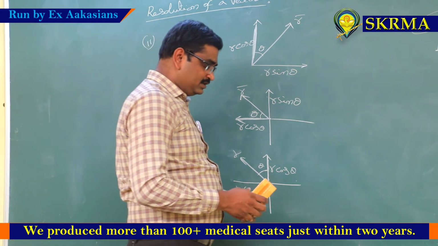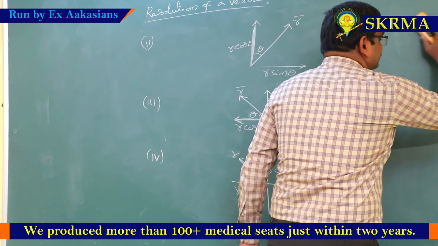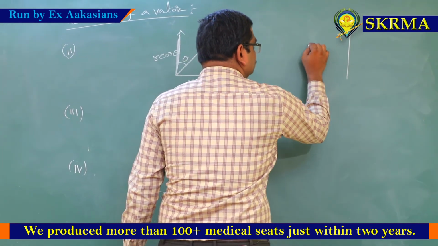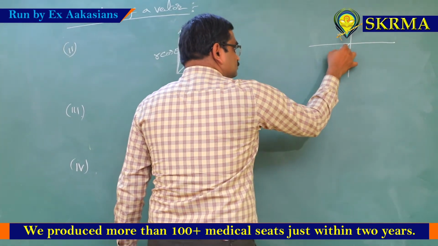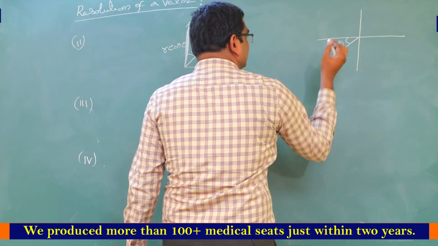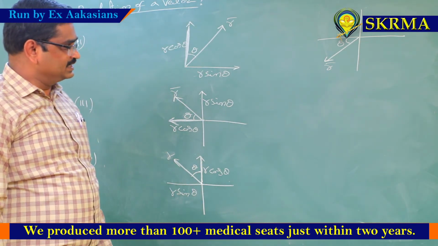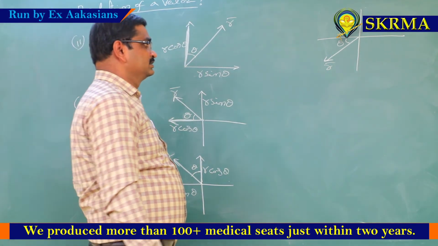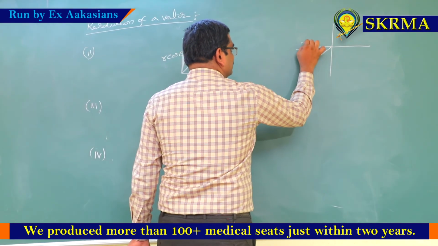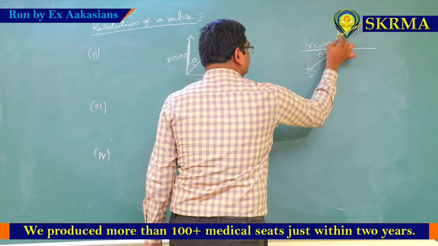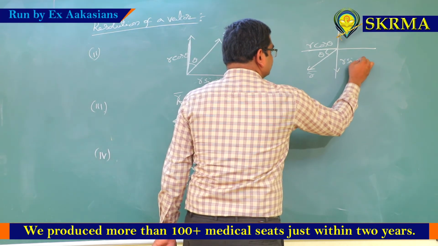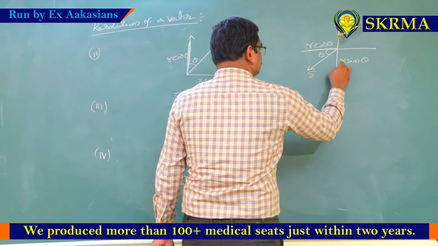Next example. If you consider the other side, in this case r bar is making an angle theta with the negative x-axis but in the third quadrant. In this case, the adjacent side of theta is this one. This is r cos theta, and the remaining side is r sin theta.